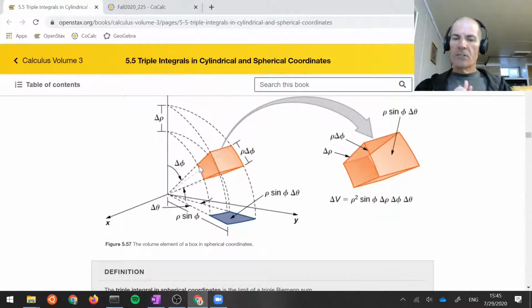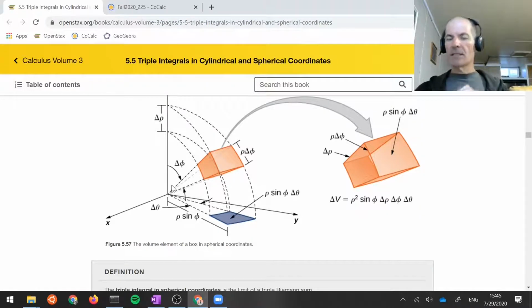The last thing I want to mention before we get into some of the exercises is, just like in cylindrical coordinates, these little volumes depend on where you are in space. If you look at this little volume and you move it towards the origin, you can see that it gets smaller, it gets pinched down. So the volume of that thing is going to get smaller as it goes to the origin.